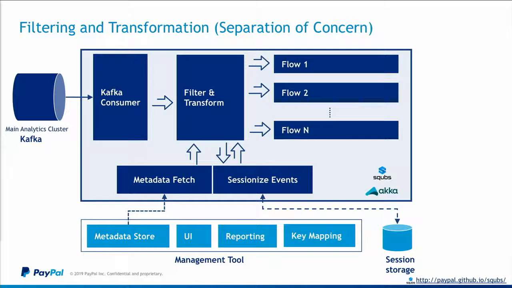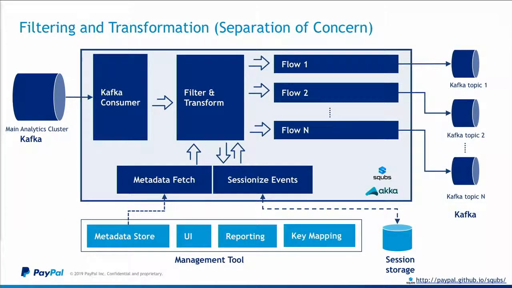Based on all these things, there will be a lot of filtering happening, a lot of transformation happening. And since we are using Akka and an actor-based model, we can create different actors, and they can do their job independently, right? That's the power of using Scala and the Akka-based framework. Then we write these messages to different Kafka topics. These Kafka topics can be in the same cluster as our main analytics topic, or they can be in a different Kafka cluster based on what our application teams need.